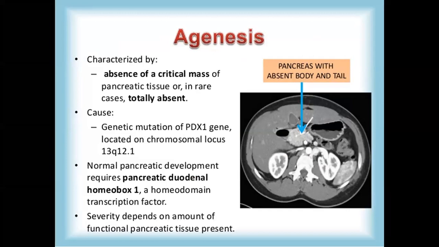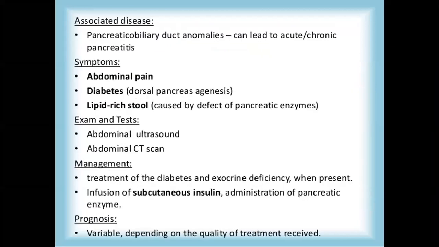Its cause is genetic mutation of the PDX1 gene located in the chromosomal locus. Normal pancreatic development requires pancreatic duodenal homeobox 1 transcription factor. Severity depends on the amount of functional pancreatic tissue present. What are the associated diseases with pancreatic agenesis? Pancreatobiliary duct anomalies can lead to acute or chronic pancreatitis, which leads to abdominal pain, and diabetes, because no insulin will be secreted, and fatty stool caused by defective pancreatic enzymes.